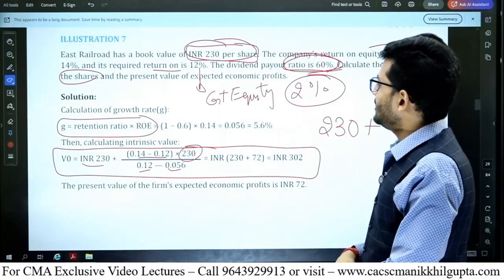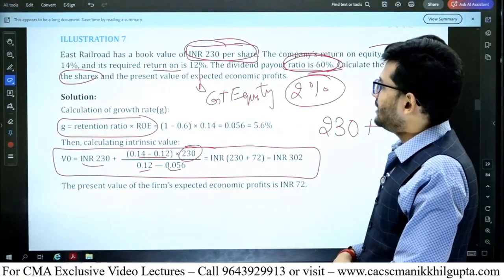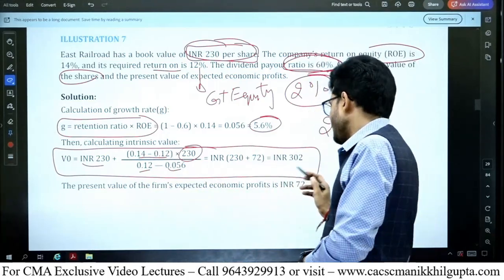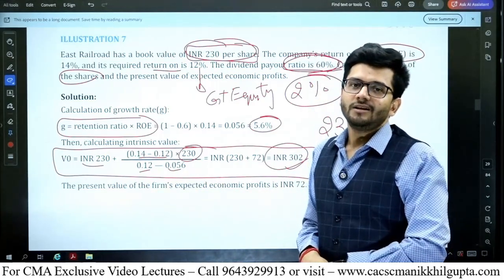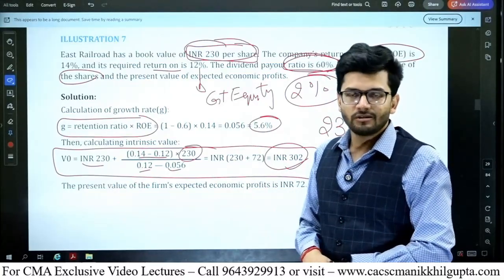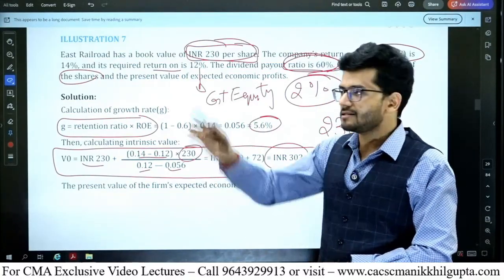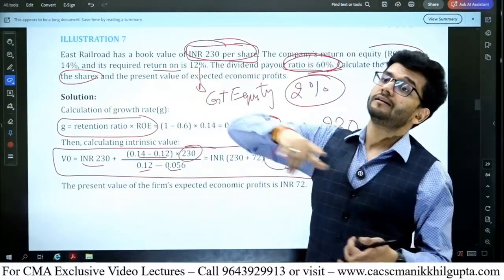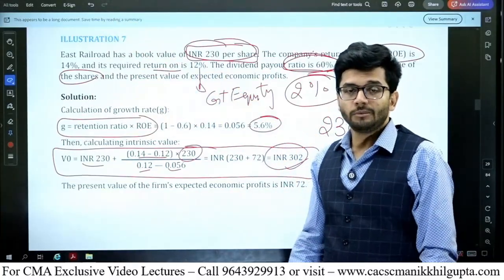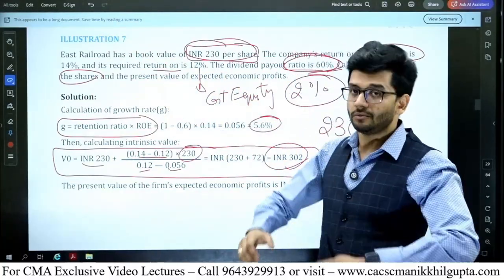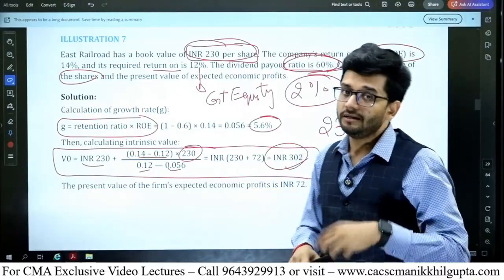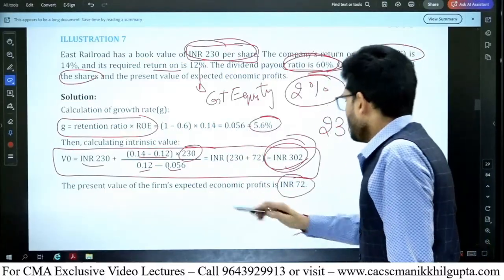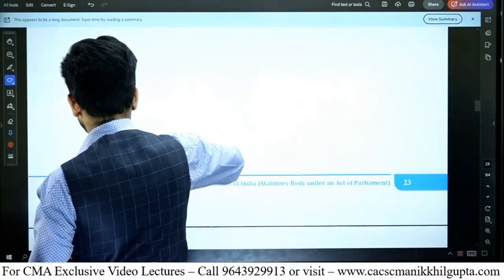So the retention ratio is 1 minus 60%, the ROE is 14%, so the growth rate is 5.6%. You just apply this in the formula and you will get the price of the share, which is INR 302. So when market price is not given in the question, then the way you have to calculate the market price is book value plus the present value of the residual income. Present value means till eternity. If they are earning 14% as the return on that particular share, then what will be the value of that particular residual income in eternity? Discounted value, right? So INR 302 is the value of the share and the economic profit is rupees 72.